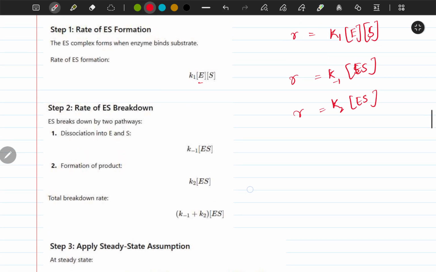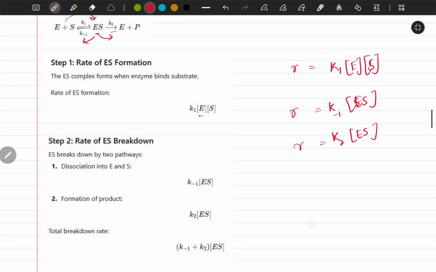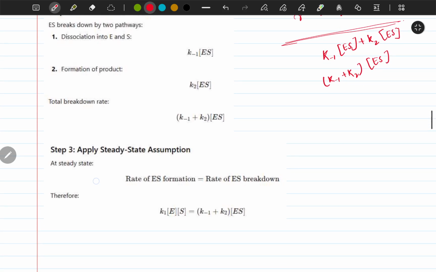Okay, so what we are seeing: breakdown of ES and formation of ES. Okay, so total formation is this and total breakdown is this. So how we'll add this up: K minus 1 ES plus K2 ES. Okay, so K minus 1 plus K2 ES. What we are seeing next is rate of formation is equal to rate of breakdown. So we have K1 E and S is equal to K minus 1 plus K2 ES.